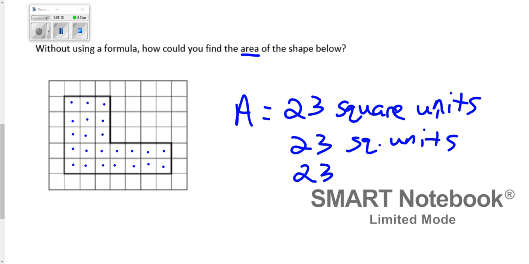Or if you really want to get fancy, 23 units squared. That's an exponent of a 2, because once it becomes like inches or centimeters, this is how we're going to write it.